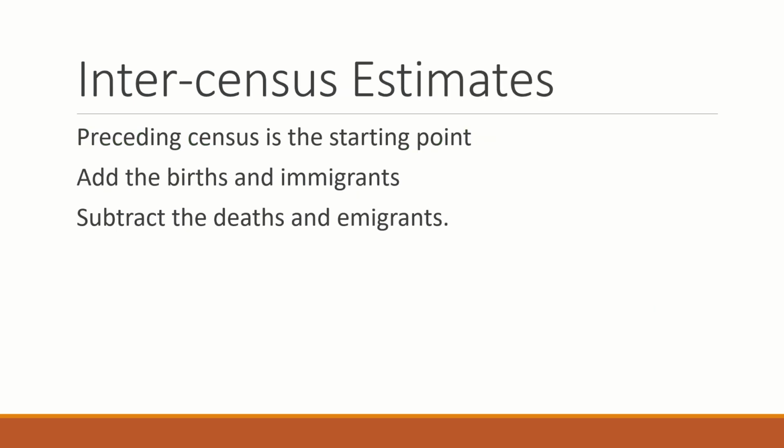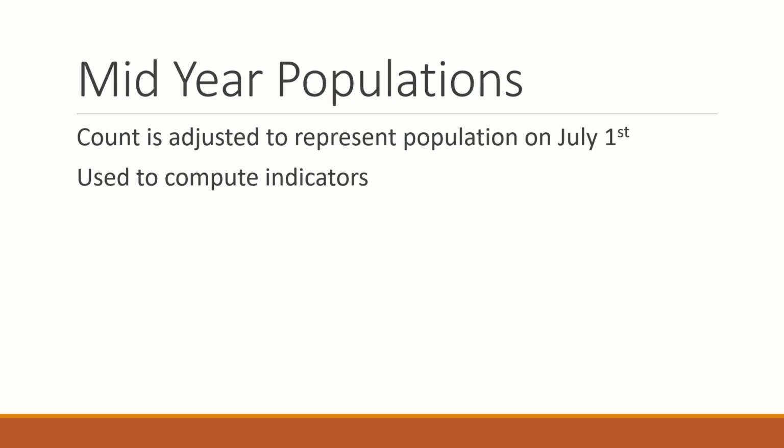Now, the other thing you can do, since the census is a timestamp every 10 years, is that you might be interested in some year in between. And so you can create estimates based on what's called an intercensus estimate. What you do is you take the preceding census as the starting point, let's say 2010, and you're interested in the year 2014. You add the births and immigrants, you subtract the deaths and the emigrants from that particular time. But then again, you're interested in 2014, so you have to adjust the count somehow.